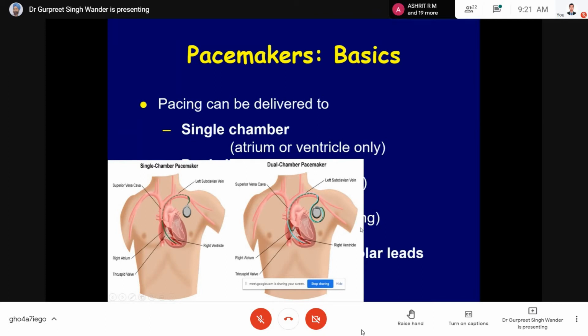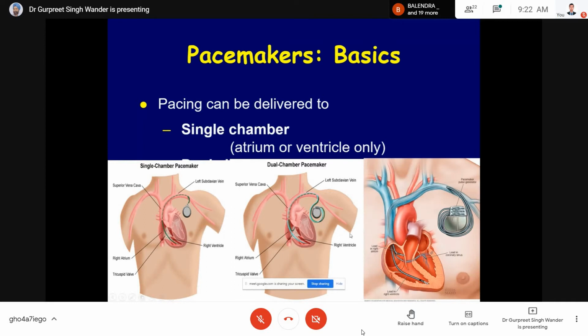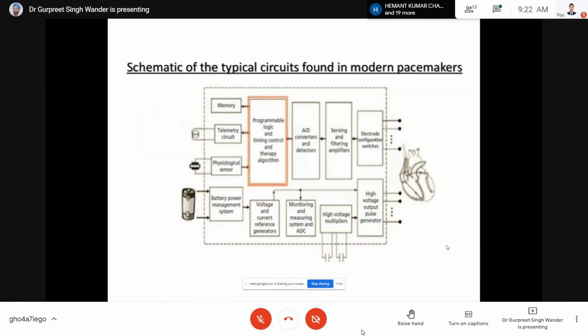So look at the amount of technology development that has happened in the last 60 odd, 70 years, that we have reached a stage where we can pace multiple chambers. And now there are these triple lead pacemakers, which are called CRT, cardiac resynchronization devices. You pace the atrium and the left ventricle and the right ventricle, so that both the ventricles are contracting simultaneously, so that they do not dilate over a period of time.